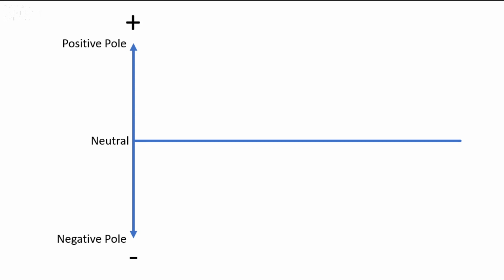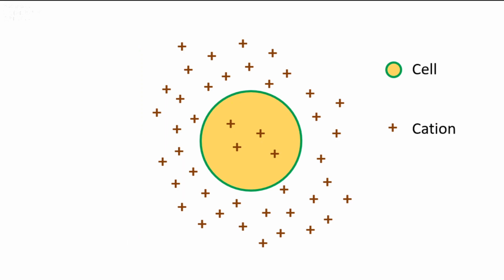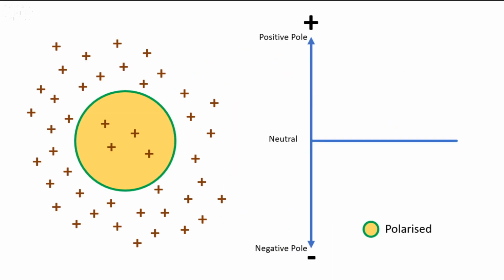So polarity is the term used to describe how far from a neutral balance a cell is relative to the surrounding cells and fluid. And here's a cell, and you can see that within that cell there are some positively charged ions, some cations, but surrounding the cell there are many more. There's a far greater concentration of cations, and so we might say that that cell is polarized. It's negatively charged compared to the surrounding environment.